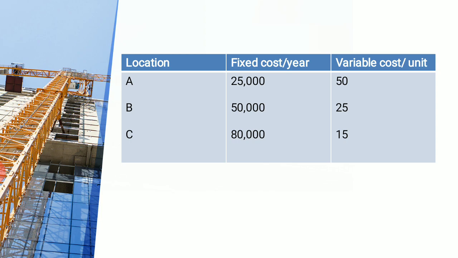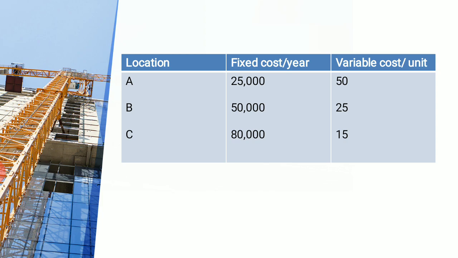See, if you see the table properly, you will come to know that we have 3 columns here. One is related to location, the other one is fixed cost per year and the other one is variable cost per year. Now when we see the location, we have 3 options before us. It is A, B and C. Now fixed cost for each one of them will be 25,000, 50,000, 80,000 respectively. What will be the variable cost per unit? 50, 25 and 15 respectively. This means we have got this information with us.